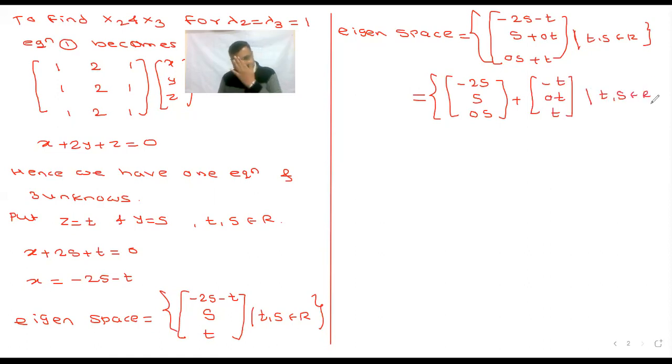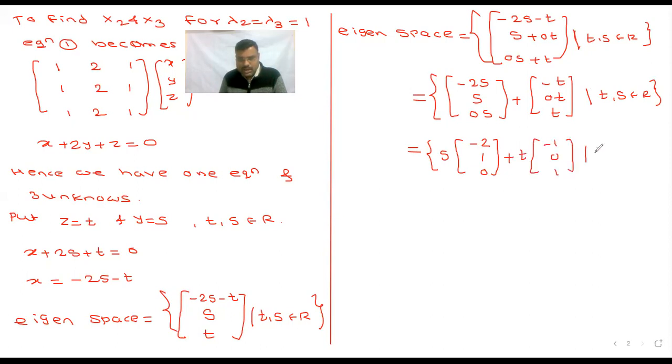Now from the first term, what is common? We can take s common. What remains is minus 2, 1, 0. From the second term we can take t common out: minus 1, 0, 1, such that t and s belong to R. We got the eigenspace. So from the eigenspace we write down the eigenvector.